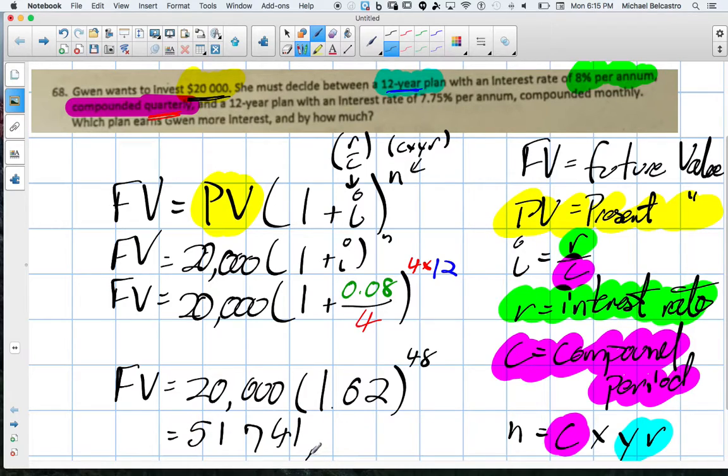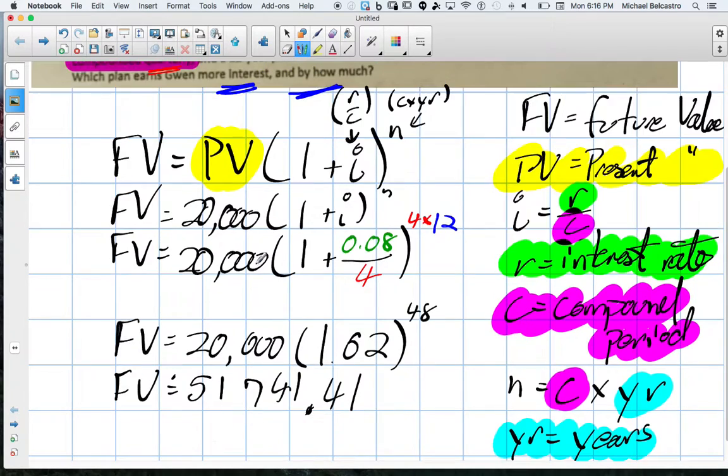51,741. And I said about 41 cents approximately. Technically 40. So that's the future value of the first account. Side note, they're going to ask who earns more interest and how much. That's just a simple subtraction of the two. But to calculate interest, we take the final value and subtract the original amount.